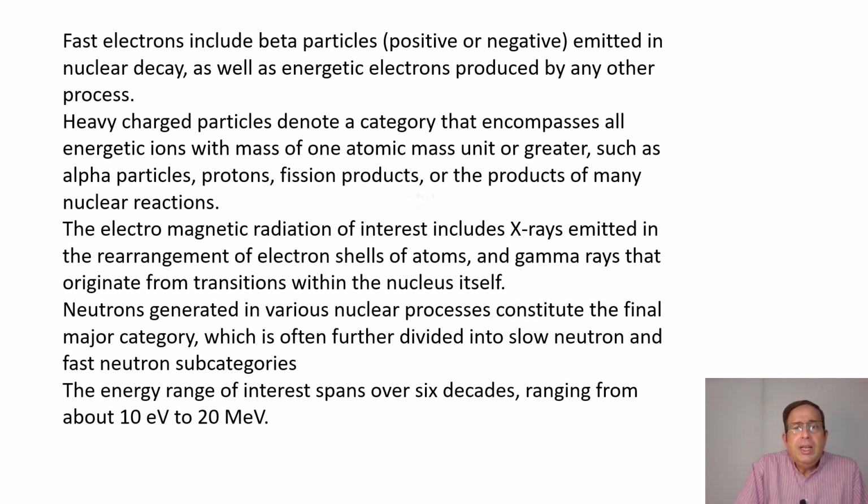So basically, when we talk about the energy of radiation, it spans a very wide range from 10 electron volts to 20 mega electron volts. So almost 6 orders of magnitude is the range of energy that comes out when we talk about nuclear radiation.